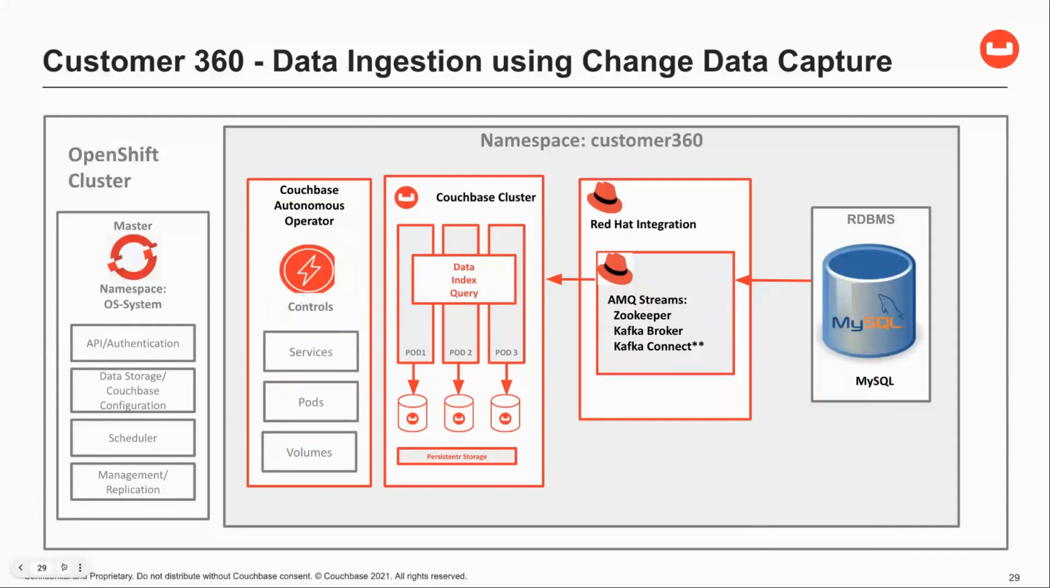Now, all the way to the right, we have a MySQL relational database, which is pre-populated with a database and some tables. To connect Couchbase and MySQL, I use the Red Hat Integration operator, which is basically used to install the AMQ Streams operator. The AMQ Streams operator is used to deploy and manage Kafka and Zookeeper, as well as Kafka Connect. Kafka Connect is deployed with the Debezium MySQL change data capture connector as a source, which acts as a Kafka producer, and with the Couchbase Kafka connector as the sink, which acts as a consumer.